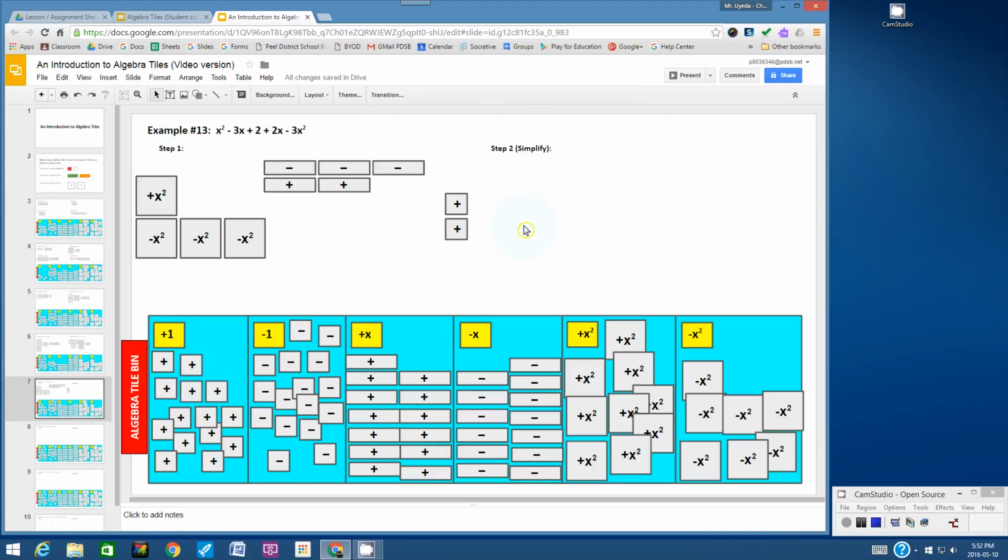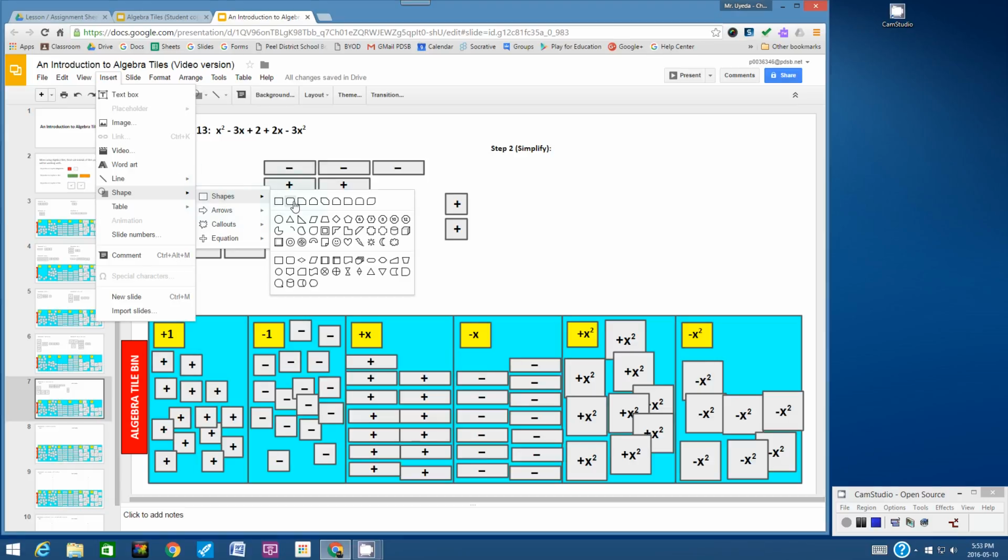So normally if we were doing these diagrams on paper, we would circle the zero model. So let me show you how to do that using Google Slides. All right, so let's go to Insert, Shape, Shapes, and we're going to choose Rounded Rectangle.